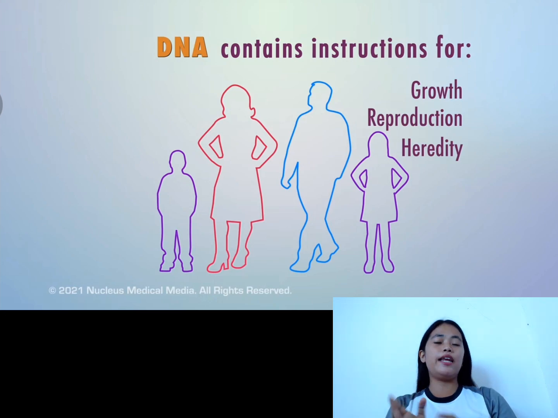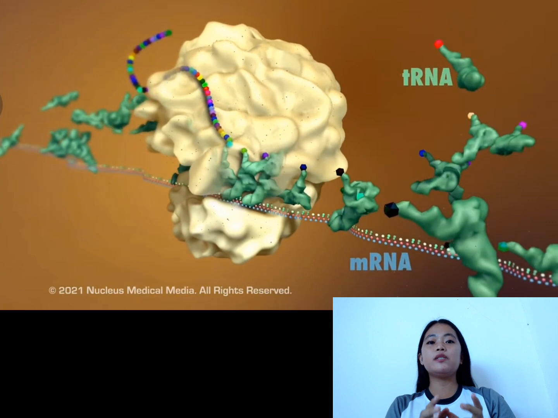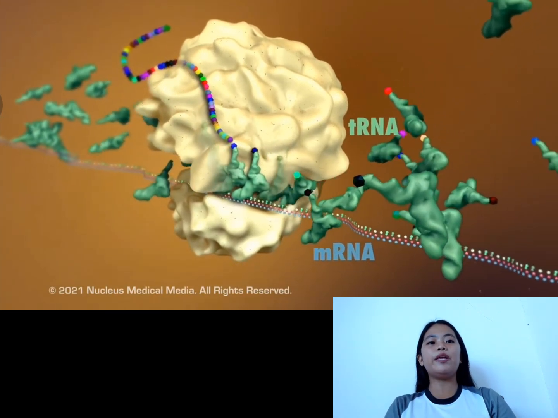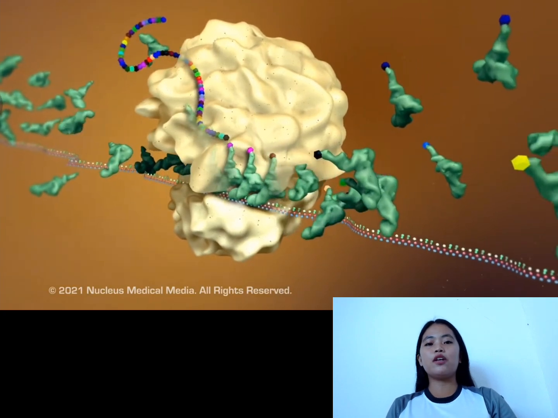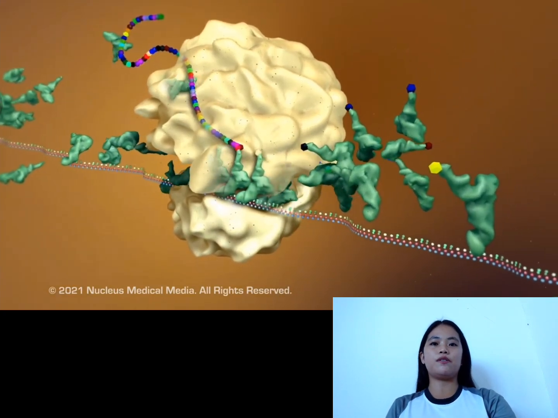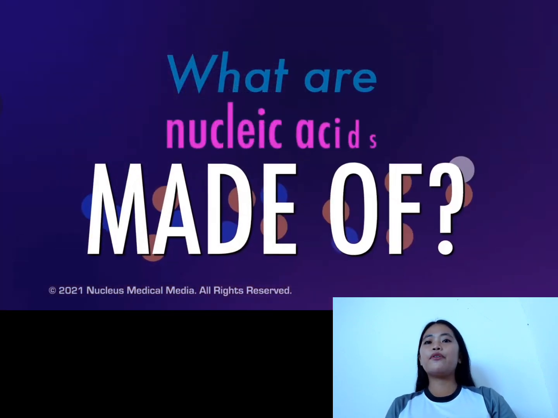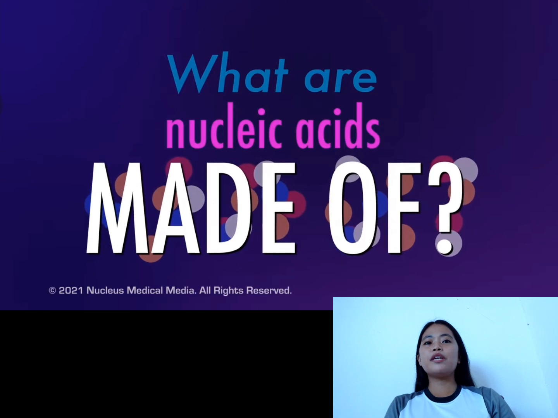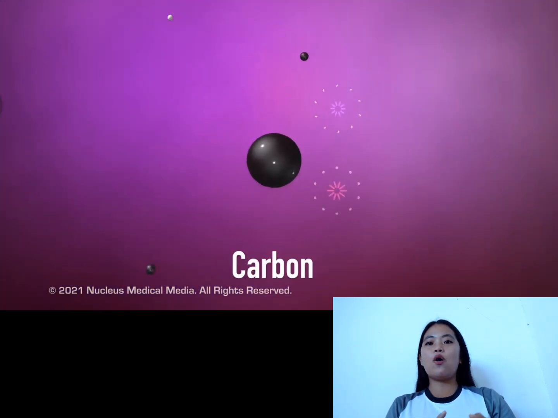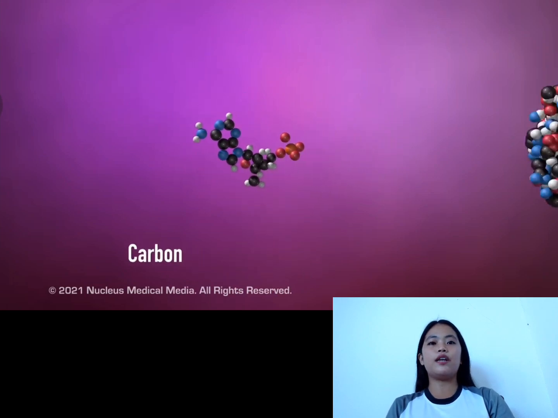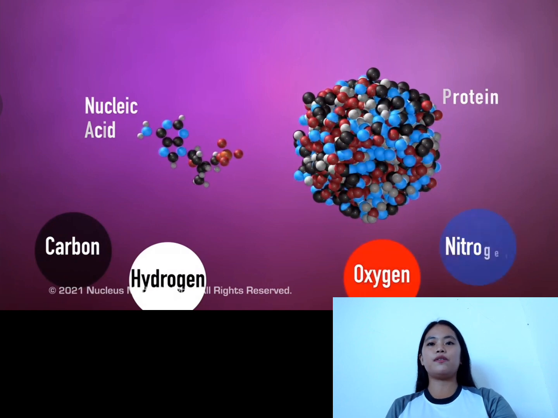One type of nucleic acid is RNA. It is integrally involved in building specific proteins by assembling their amino acids in the correct order. Proteins are responsible for all cellular functions in living organisms. So what are nucleic acids made of? As an organic macromolecule, nucleic acids contain the element carbon like proteins. Nucleic acids also contain hydrogen, oxygen, nitrogen, and phosphorus.